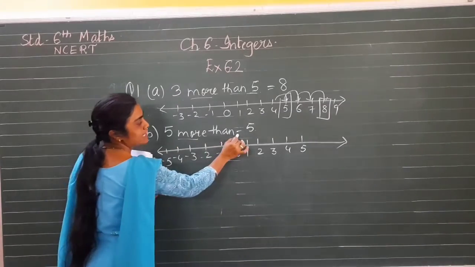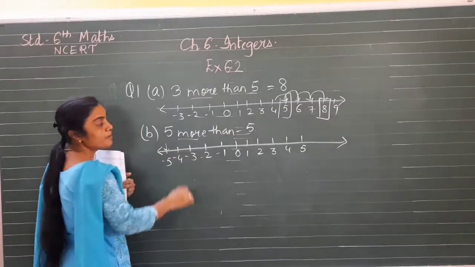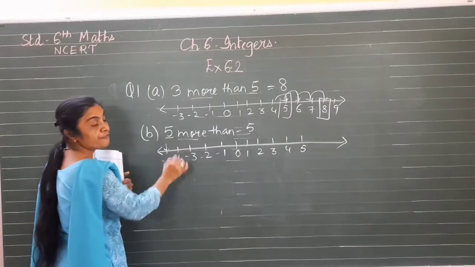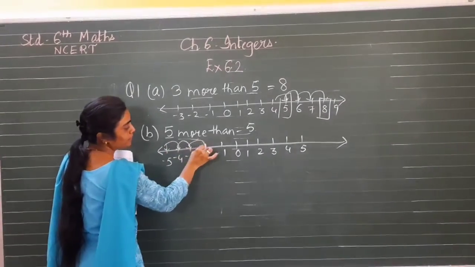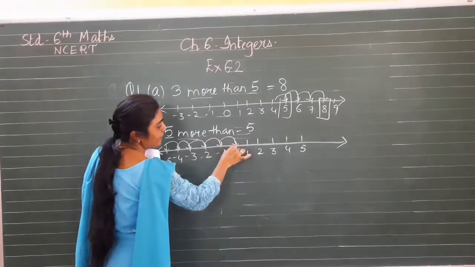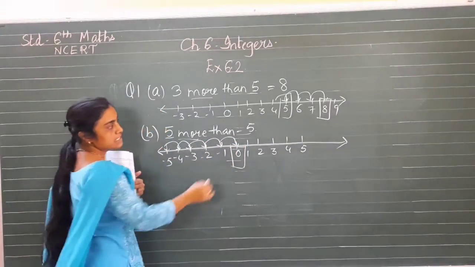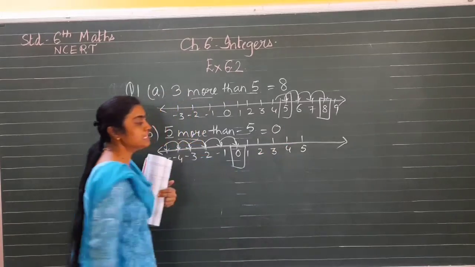5 more than minus 5. So we will start from minus 5 and we will go 5 steps towards the right. So 1, 2, 3, 4, 5. So we will reach at 0. The answer will be 0.